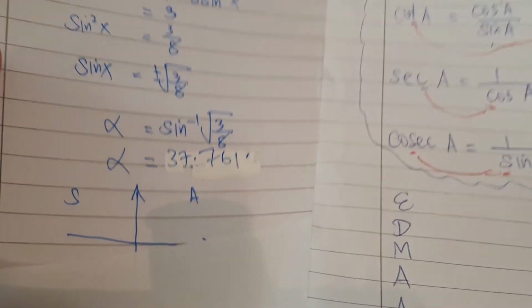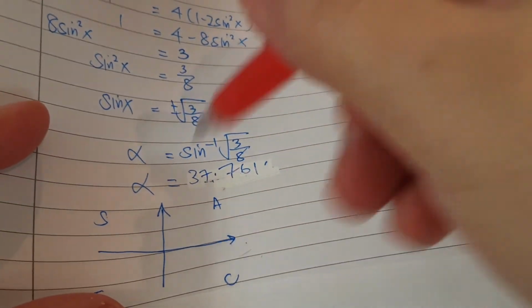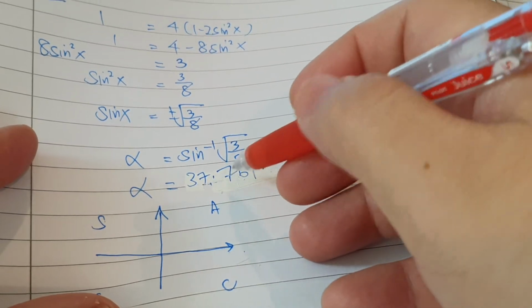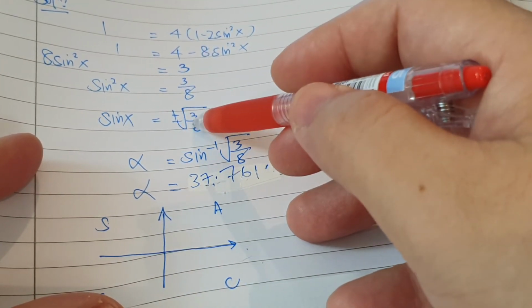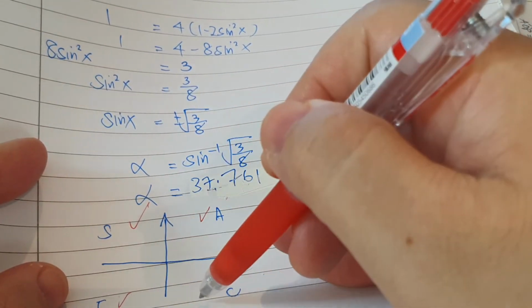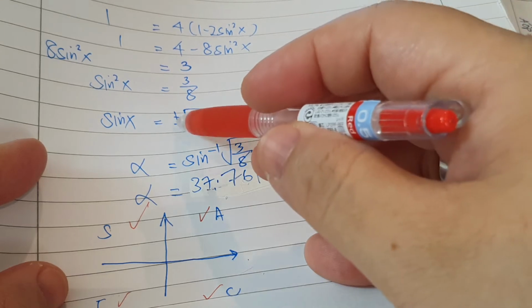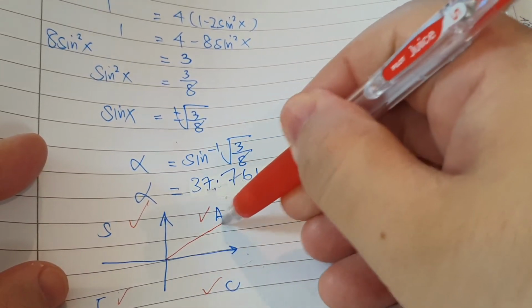Okay, then the next A is the ASTC. Now, where is it, the angle? Where is it? You want sine to be either positive or negative, right? So it can be here, can be here, can be here, can be here, right? Because it can be positive or negative for sine. That means all are acceptable.